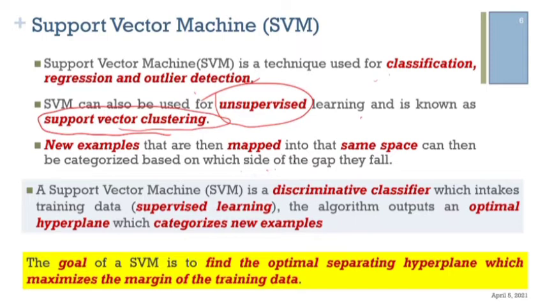So new samples that are mapped into the same space can then be categorized based on which side of the gap they fall. The idea of support vector machine is there's always going to be a line. You give me some data, I can always draw a line between the data.